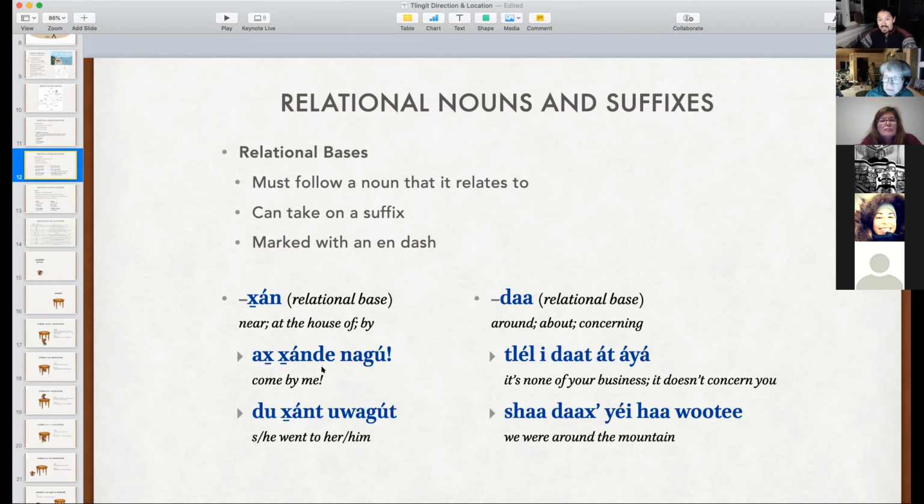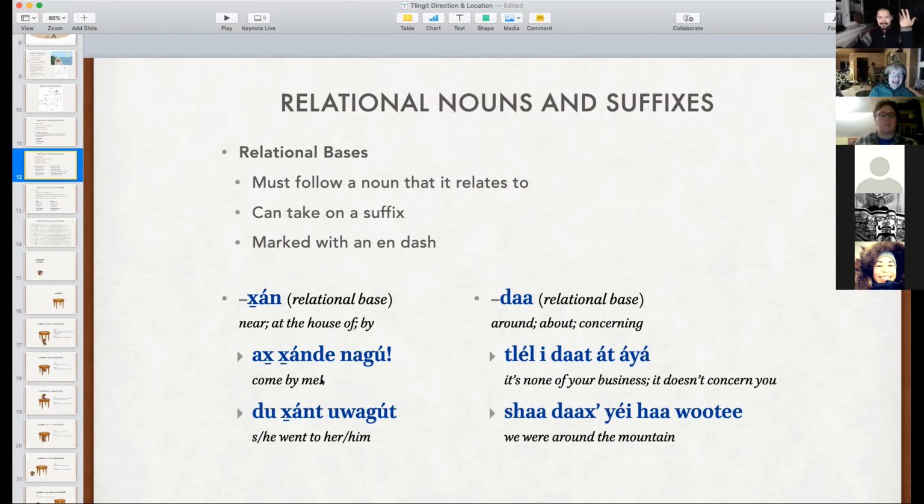And we'll be like, hey, this is what it's like when you study Tlingit, and this is how we think of the world, time and space, right? So everybody say this after me. Achande naku. Achande nagu. That's come see me, come by me, come visit me. Any of those things. It's not like come at me. No, it's just come see me, come visit.